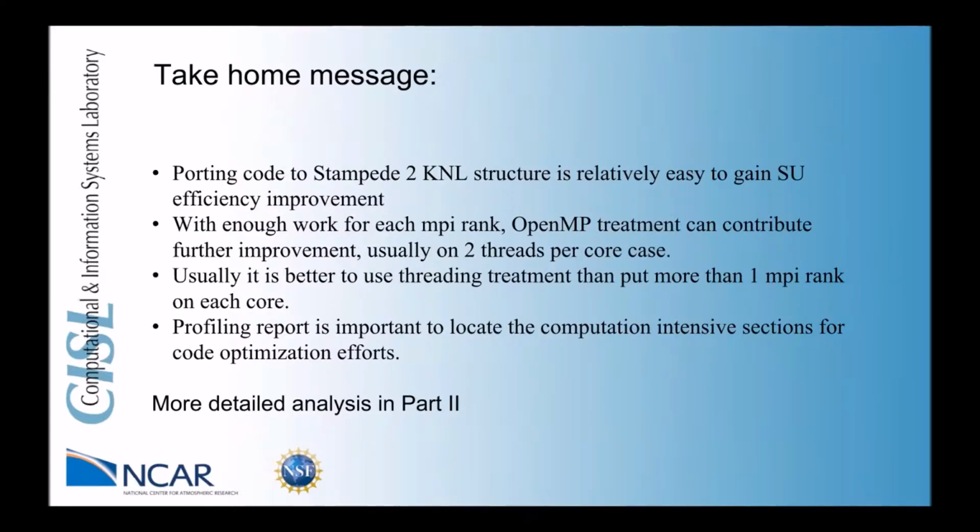So here are some take-home messages. Porting the code to the Stampede2 KNL architecture is relatively easy and gains SU efficiency improvements. With enough work for each MPI rank, the OpenMP treatment can contribute further improvements, usually in the 2 threads per core case. Usually it's better to use the threading treatment than to put more than 1 MPI rank on each core. And also, the profiling report is important to locate the computation-intensive sections for the code optimization efforts. There are more details in part 2. Thank you.